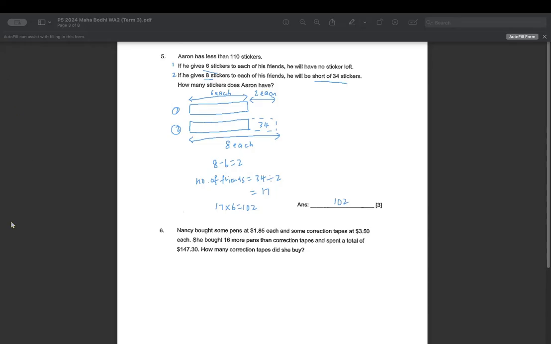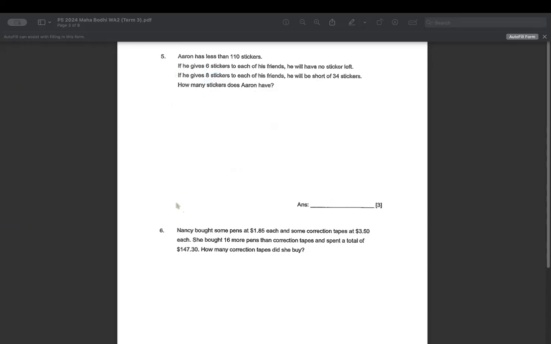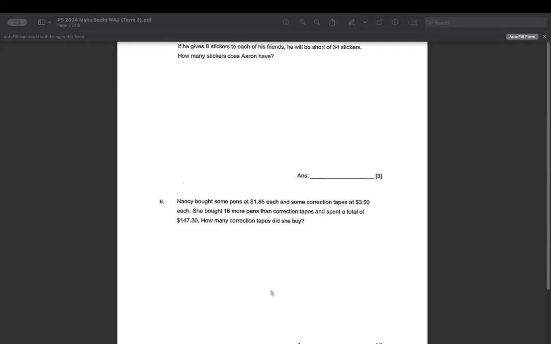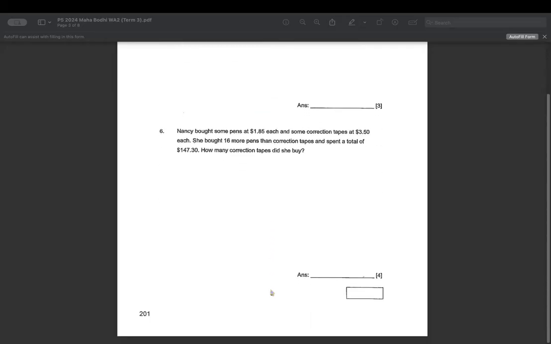Okay, moving on. Question 6. So Nancy bought some pens at $1.85 each and some correction tapes at $3.50 each. She bought 16 more pens than correction tapes and spent a total of $147.30. How many correction tapes did she buy?